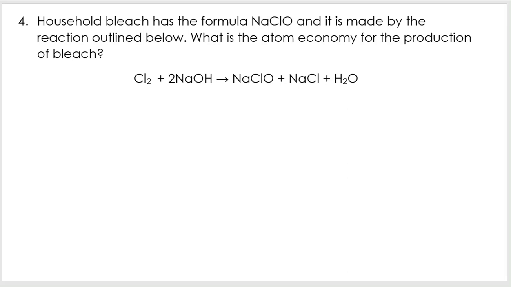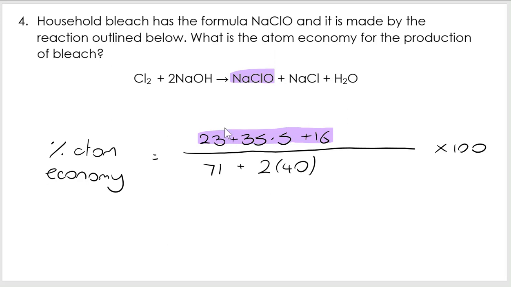In this case, we're interested in the NaClO, which is 23, 35.5 and 16. My total for sodium hydroxide, I've got 2 of them, so that's 2 40s, 71 for Cl2. I put all of those figures in and it comes to the value 49.34%. Final question.